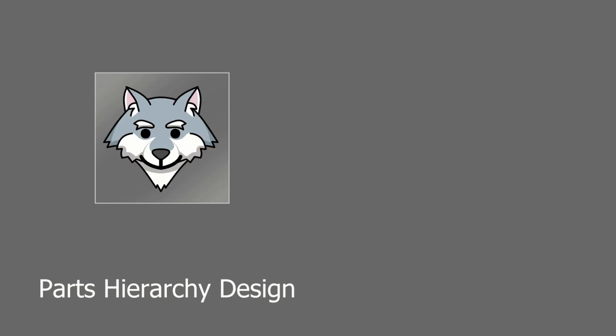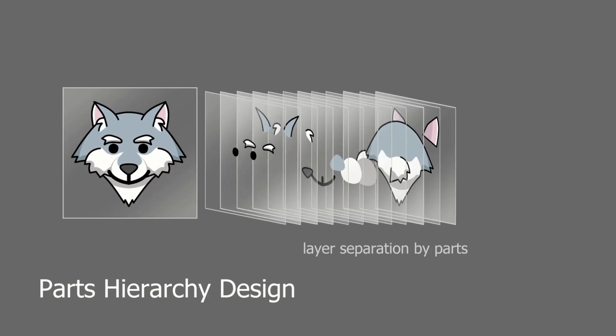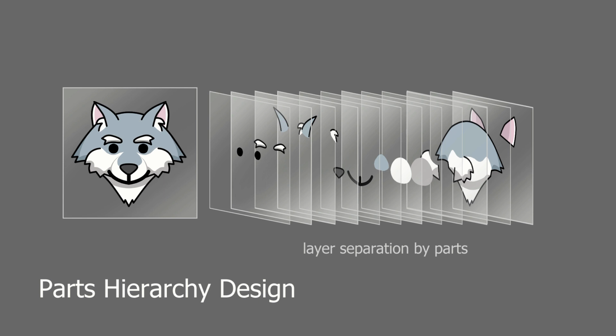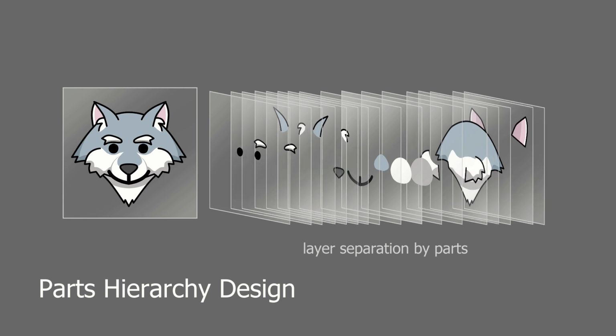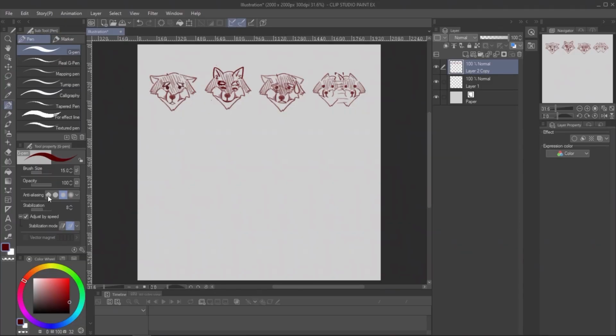For the animated emote we are going to make, we must draw the parts separately, one part for one layer. If you have no idea which part to draw separately, arrange your designs together and see the parts that are different in each image.